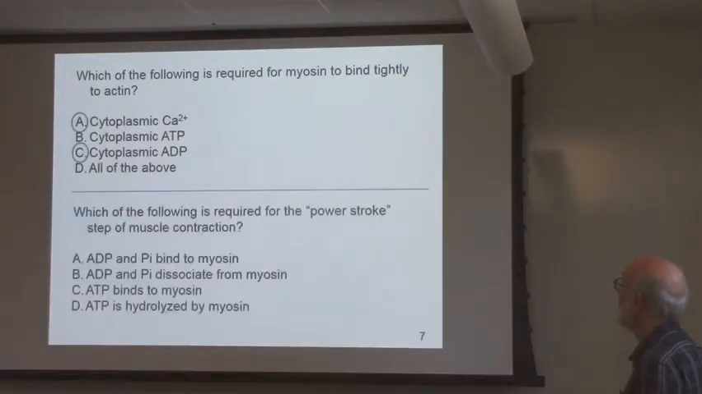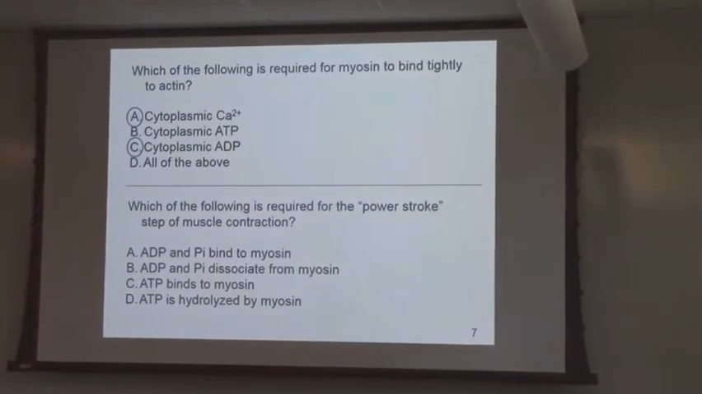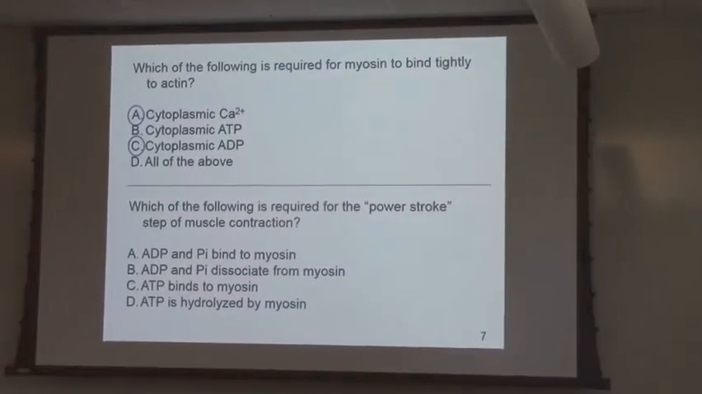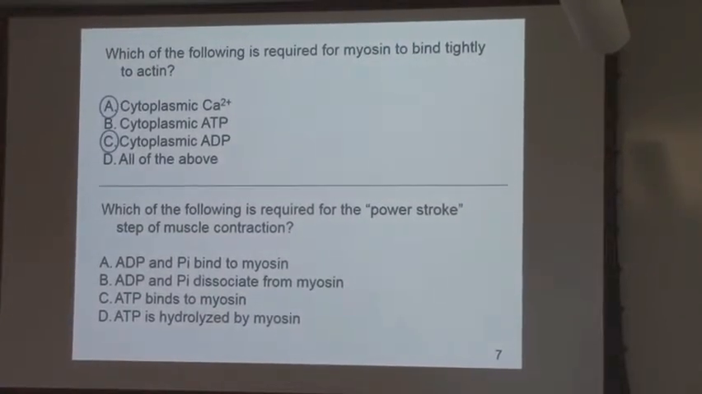Okay? Let's do another one. Which of the following is required for the power stroke? So which of the following is required for the conformational change, the protein conformational change that we call the power stroke of muscle contraction? Okay, good. I'm seeing more fully correct answers. So this one is more straightforward. This one is B. You need ADP and phosphate to dissociate. That's what causes the power stroke.